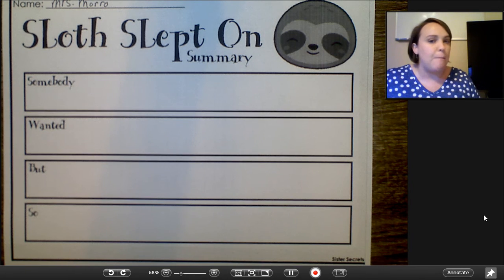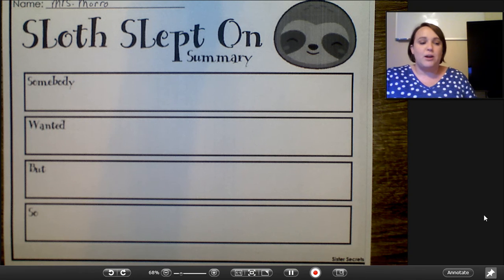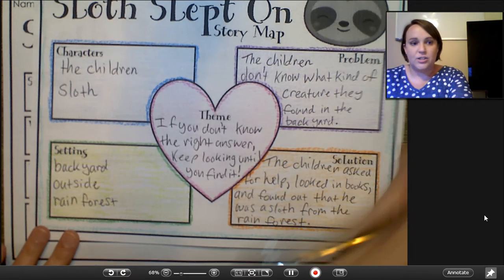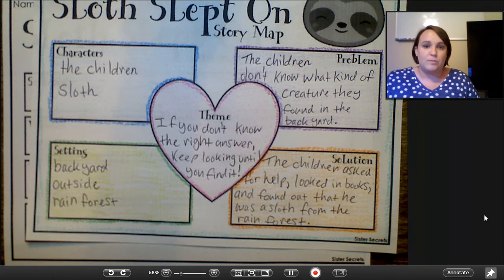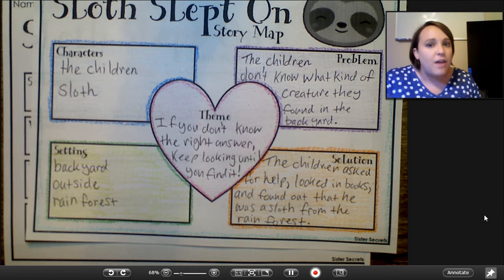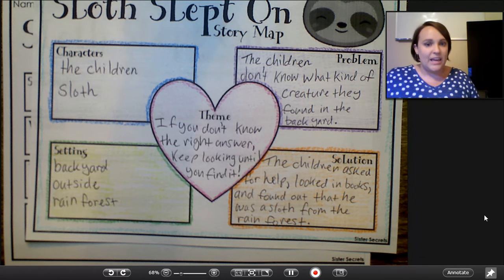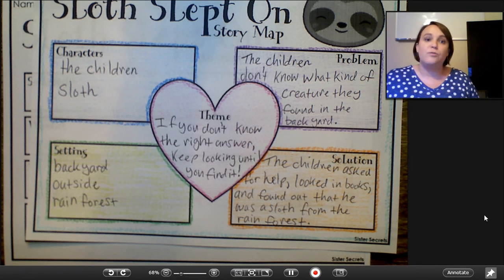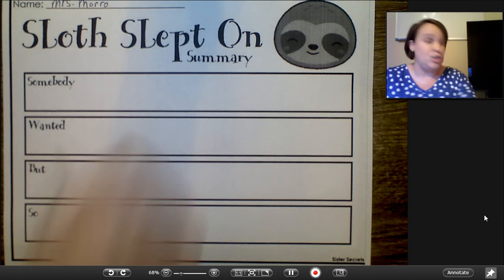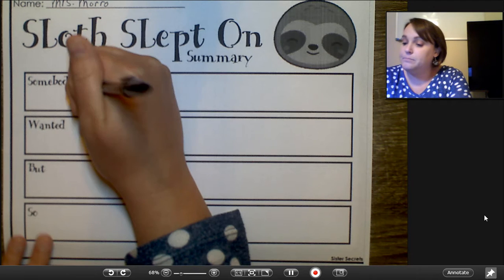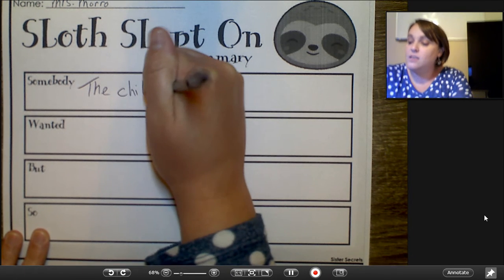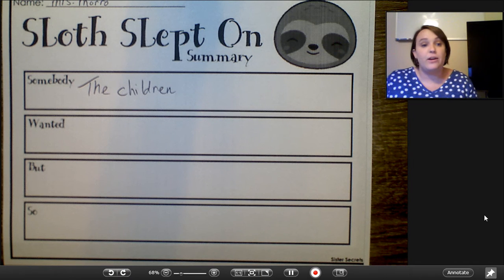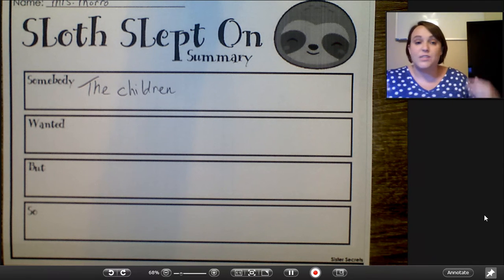Okay, so this little graphic organizer starts with somebody. So who is the somebody? Well, if you remember from our sheet, we had the characters of the children and the sloth. Really, the main characters in this story, even though the story is called Sloth Slept On, the real main character of the story is the children. They're the ones who found the sloth. So for somebody, we're going to say the children. Okay, we don't have to put a period or anything like that. We're going to move on to the next one.